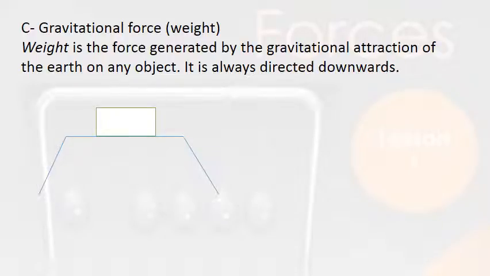Gravitational force, or the weight. Weight is the force generated by the gravitational attraction of the Earth on any object. It's always directed downwards. So suppose you have a box placed on this table. The point of application of the weight is always in the middle, the center of gravity, and it's always directed downward. So this is the weight. It is the gravitational force, the force of attraction by the Earth on the object.